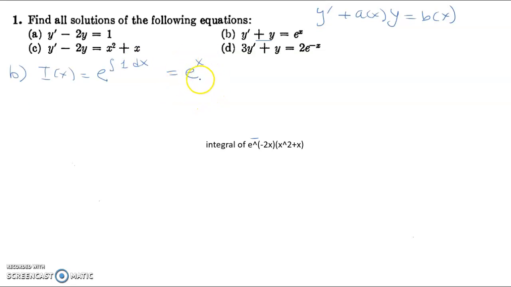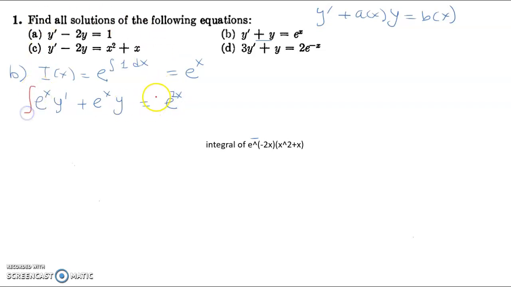Second step is that we have to multiply this to both sides of our equation, so that'll give us e to the x y prime plus e to the x y equals 2 e to the x times e to the x. And this is the basic exponential rule. If you have the same base, then you can add the exponents. So I can go ahead and write this as just 2x.